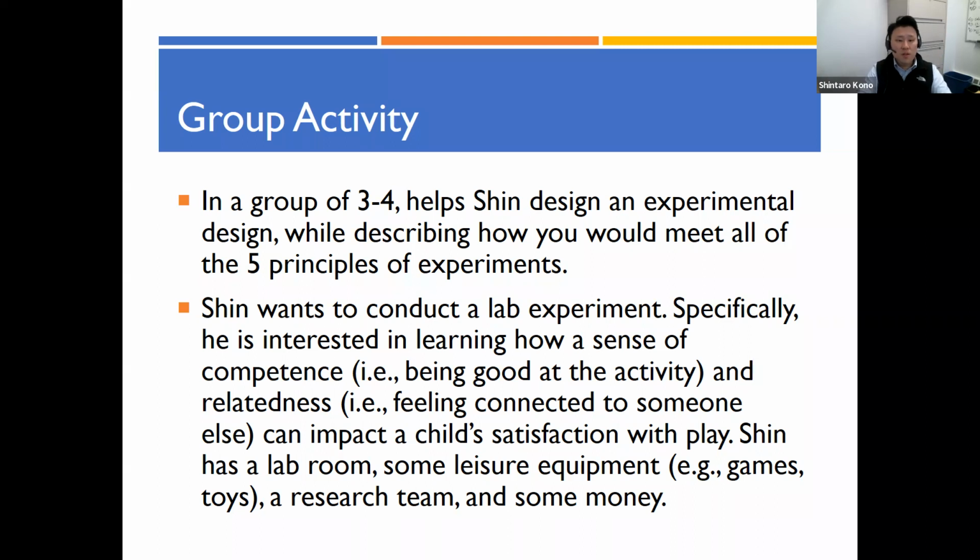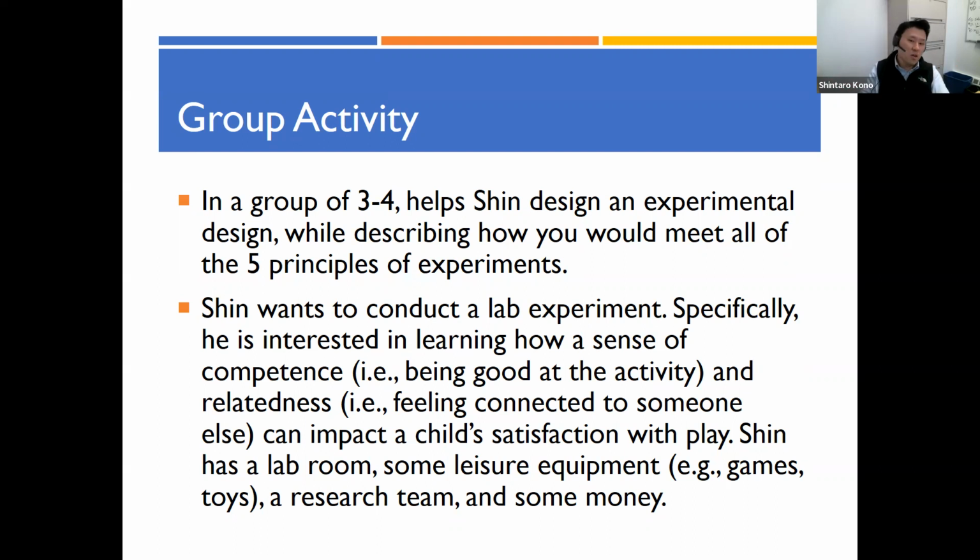So what I want to do is conduct a lab experiment. Specifically, I'm interested in learning how a sense of competence, being good at something, and relatedness, feeling connected to other people, can impact children's satisfaction or enjoyment of play, let's say, right? I have a lab room or maybe 2 rooms, some leisure equipment like games, toys, and whatnot, research team assistants, and some money. So how would you make an experiment?